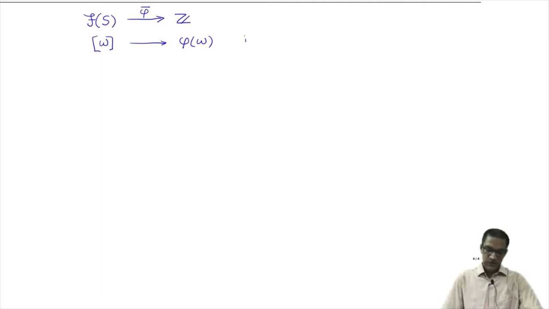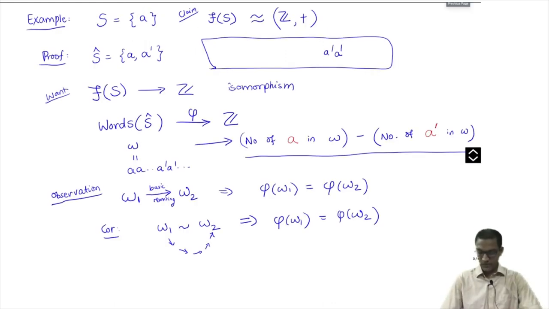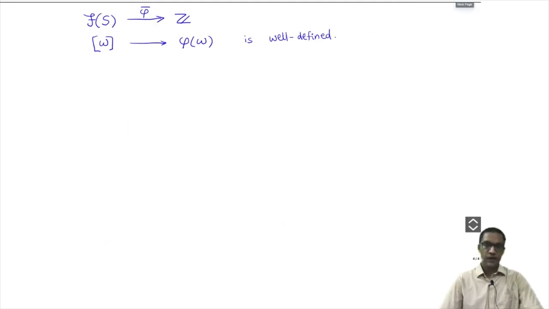Observe, this is well defined. In other words, it doesn't depend on the representative W that I picked for the equivalence class. Why? Because of what we just said above: if instead of W1, I had picked W2 as my representative, or something equivalent to W1, then the value of phi would have remained the same. So I can just go ahead and pick any representative of my class and define my map to just be phi of that.